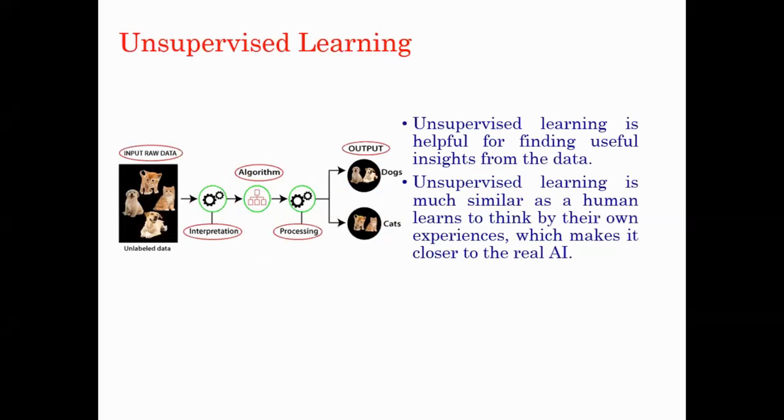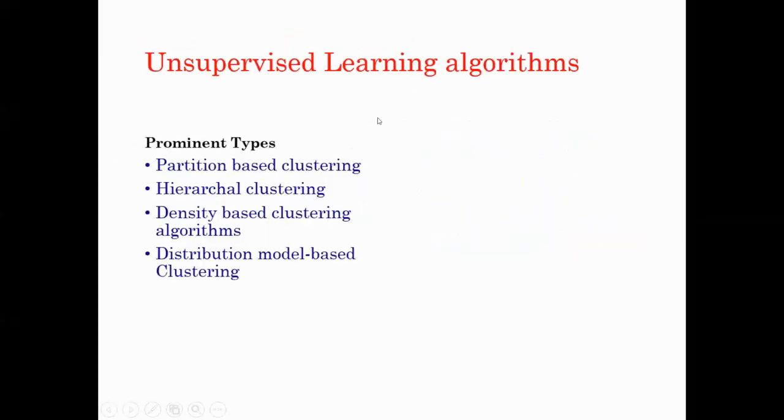Unsupervised learning. In unsupervised learning, we don't know the class label. Without the class label, we have to find useful insights from the data. It is almost similar to how we think with our own experience. For example, this is the input raw unlabeled data. We don't know what this is. We do some interpretation and algorithm processing, and then we classify it as dogs and cats. The algorithm groups the data, and then we have to give the labeling names.